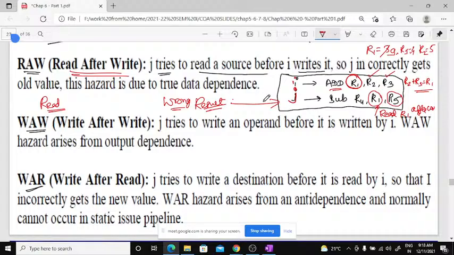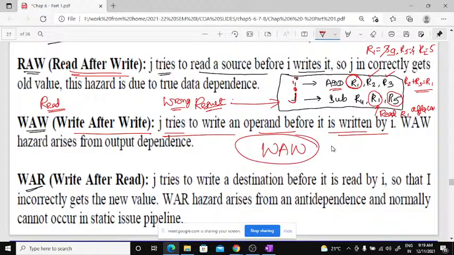Then write after write means J tries to write an operand before it is written by I. So with write after write, we will get a delay, but we will get a correct result. We will get a correct, updated value. So that's why write after write.